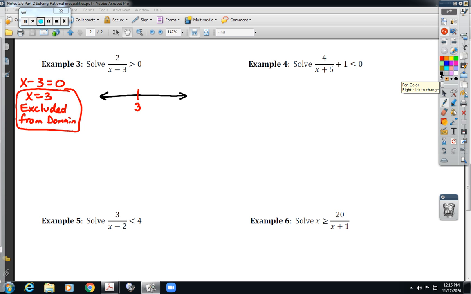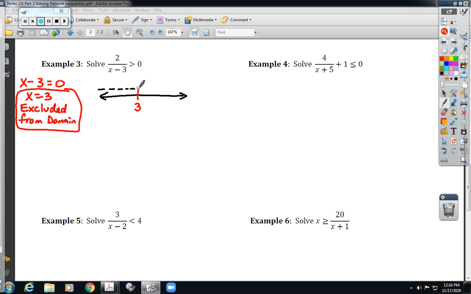So let's say we did 0. 0 is good. 0 is less than 3. 2 is still on top. No matter what we plug in, we have a positive number on top. In the bottom, we plug 0 in. 0 minus 3 is -3. So we have a positive divided by a negative, which means that everything less than 3 is negative.